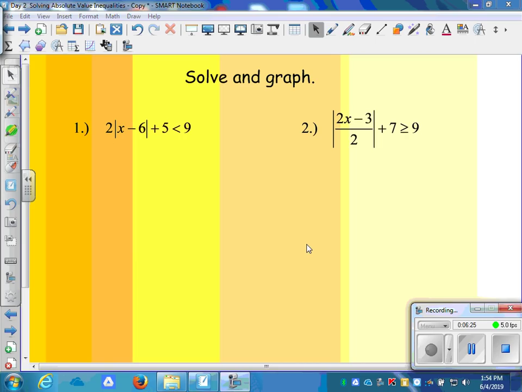For number 1 and number 2 here, you're going to want to isolate your absolute value before you work out the problems. I'd like you to go ahead and solve both of these problems, pause the video, and then come back and check your answers.